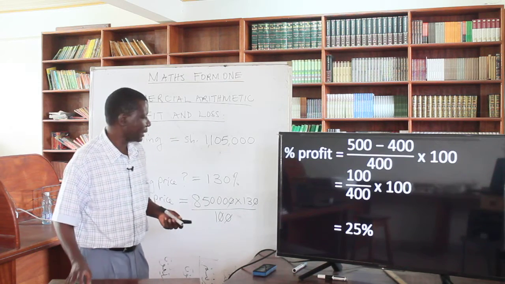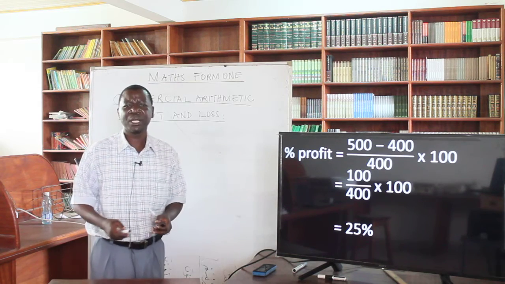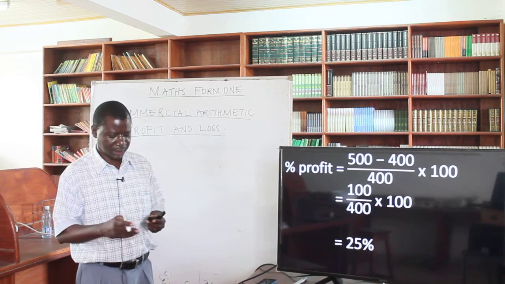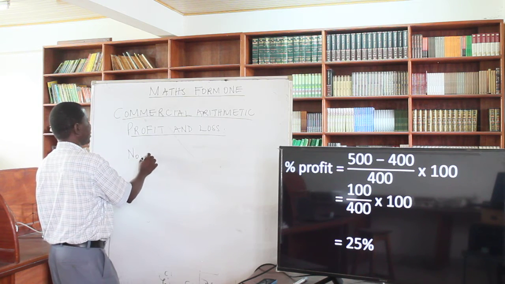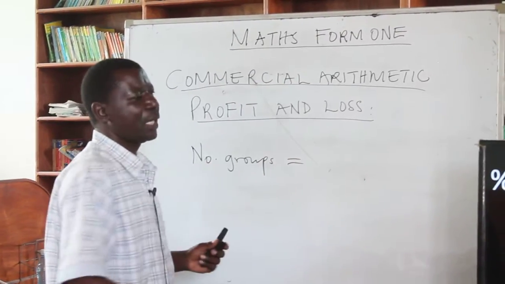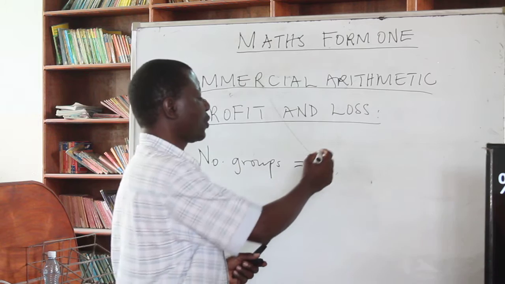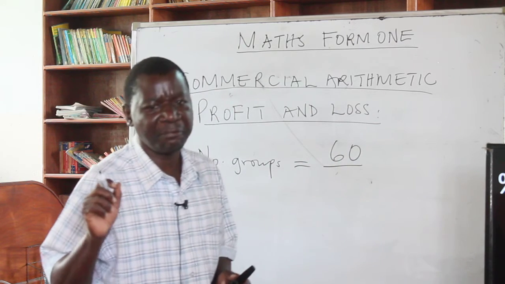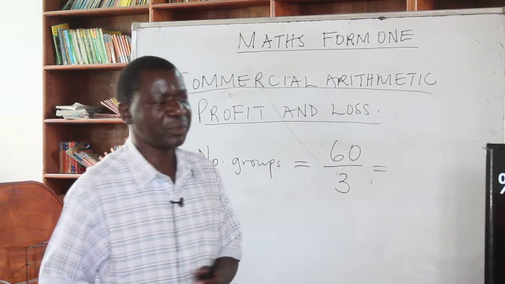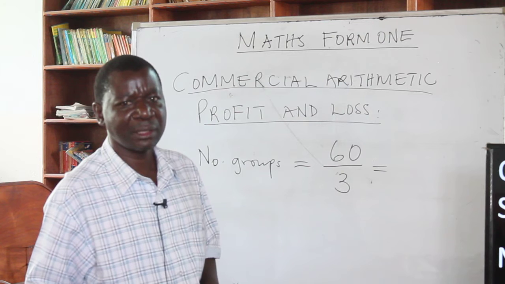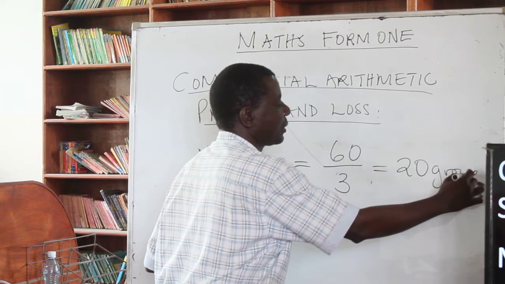Now before we calculate, we need to know how many groups were sold. If the oranges that were bought were 60, the number of groups will be 60 divided by the number of oranges in one group. So 60 oranges as a total divided by the number of oranges in one group. In one group we had 3 oranges, so we divide by 3. So how many groups do we get? We get 20 groups.